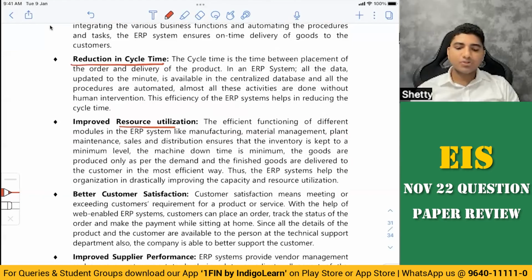Now, improved resource utilization. You don't have to have 5 people for accounting and 5 people for sales. Even one person can handle the whole team with the help of these ERP softwares. And your customers are very happy because they have proper information as to when the items will be delivered to them, and what is the status of their order in your organization. So everything they can check.